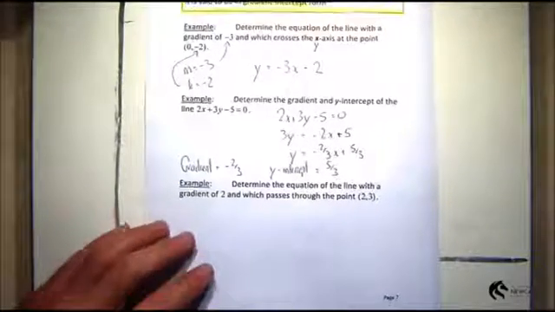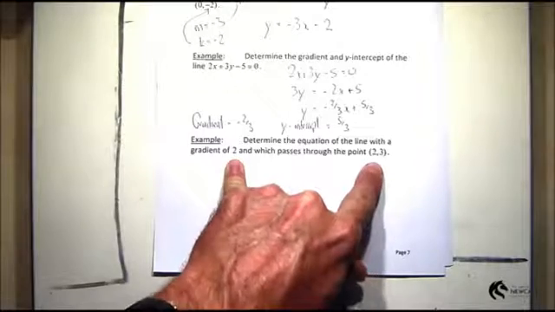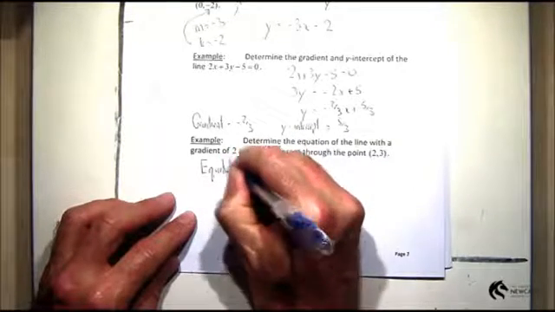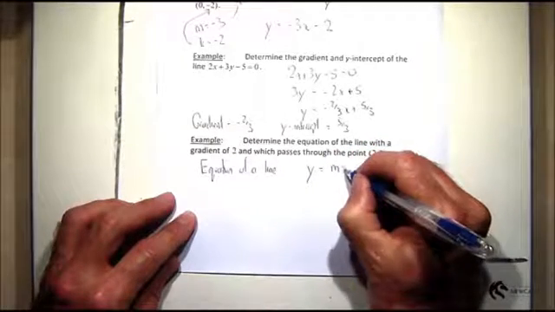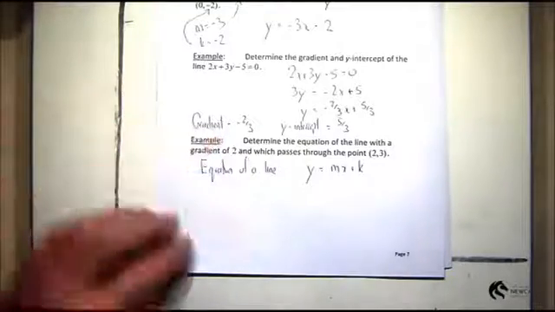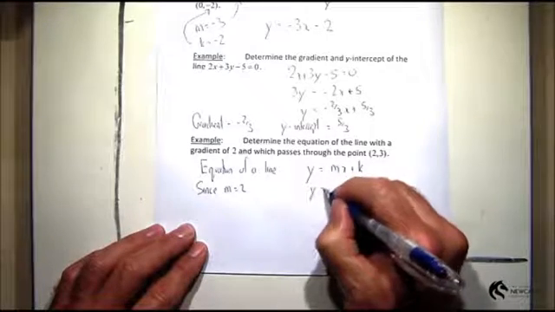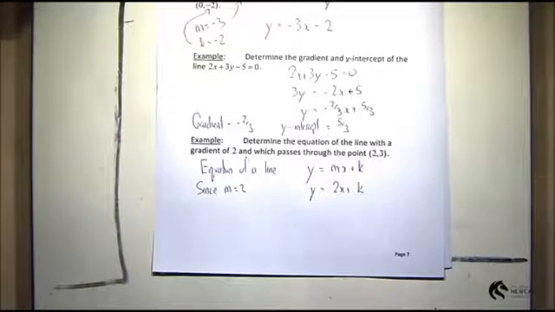Okay, the last example says, determine the equation of the line with a gradient of 2 and which passes through the point (2, 3). I want to find the equation of a line. It's y is equal to mx plus k. My job is to find m and to find k. Once I know those two things, then I have my equation. Now, I'm given the value of m. So since m is equal to 2, I know my equation is y is equal to 2x plus k. So I've got the m. My job now is to find the y-intercept.